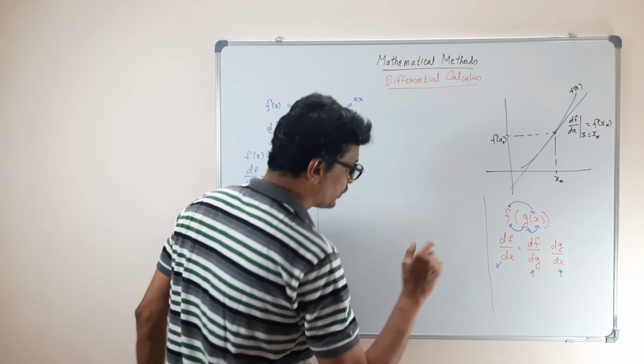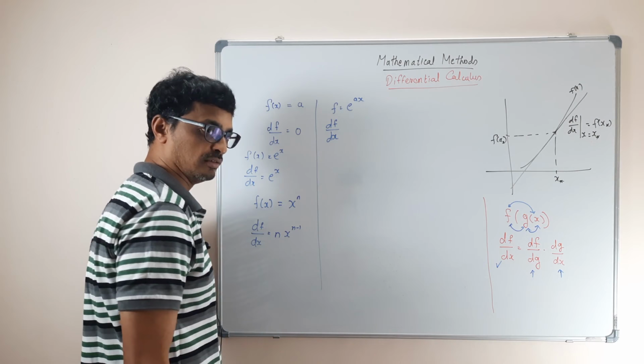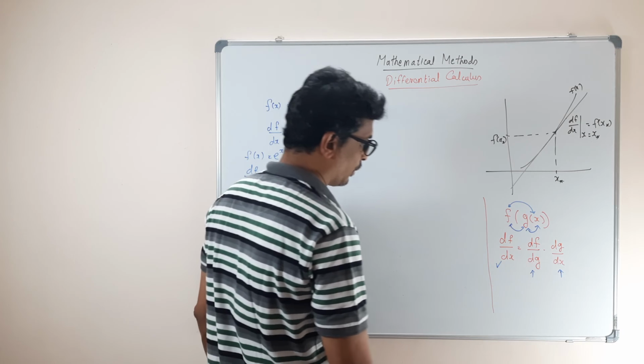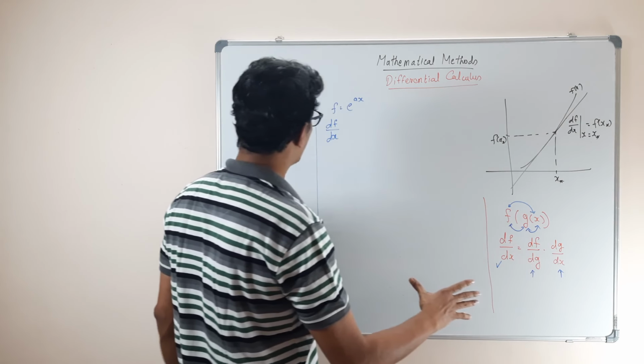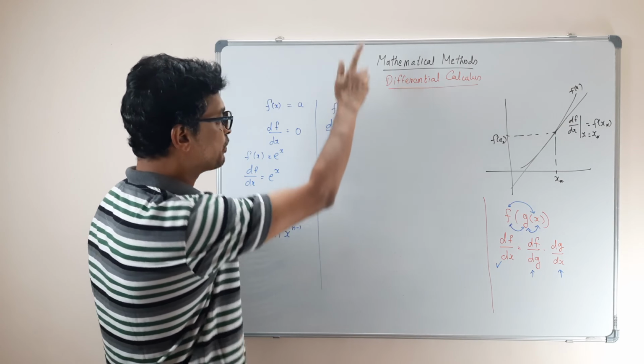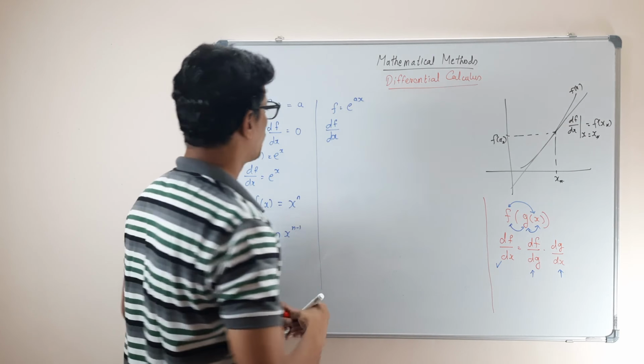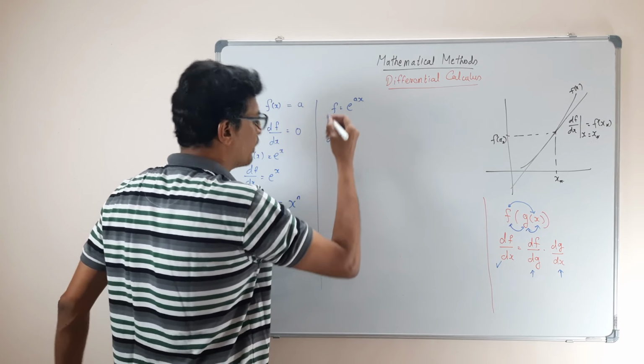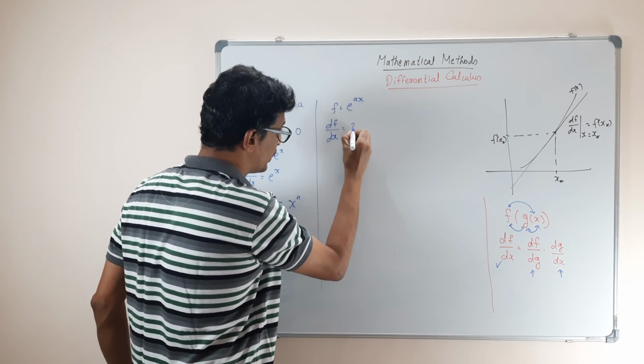So let us use this property to find out the derivative of e power ax. Okay, so what will this be? So how am I going to do it? So our question is, what is df by dx?